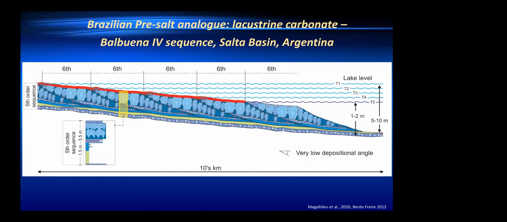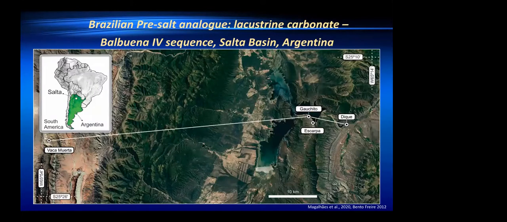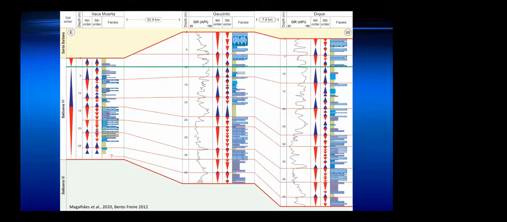So let's see a 6 kilometer long cross section based on outcrops, represented by the white line in this map. The vertical recurrence, as well as the trend exhibited by high frequency sequences, determine higher rank sequences that are mappable all over the basin. The Balbuena IV sequence is an analog of the Brazilian pre-salt reservoir. Thus, the method developed in the Salta Basin was applied to the Tupi oil field.